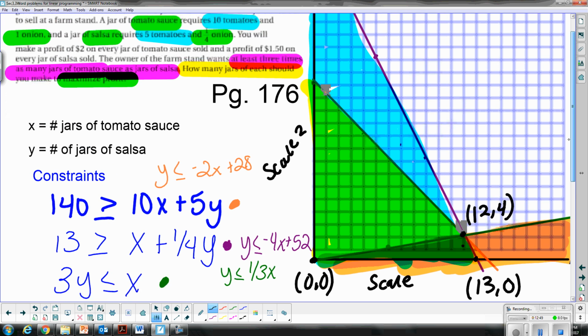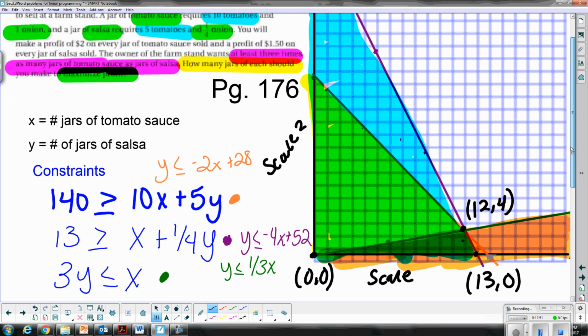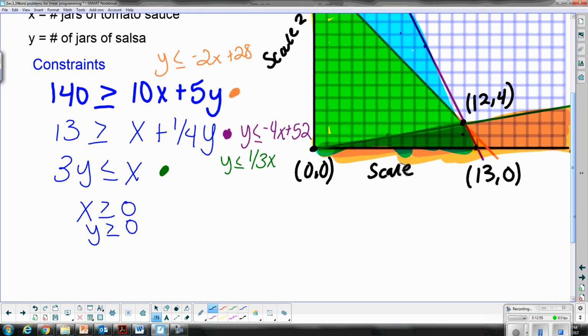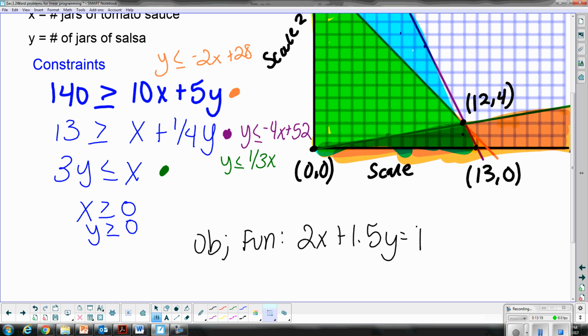which I actually still have to write. So let's do that first. My objective function. So I'm trying to maximize profit. So my function is going to be related to profit. So how much do I make for a jar of salsa? How much do I make for a jar of tomato sauce? So 2x plus 1.5y equals profit.